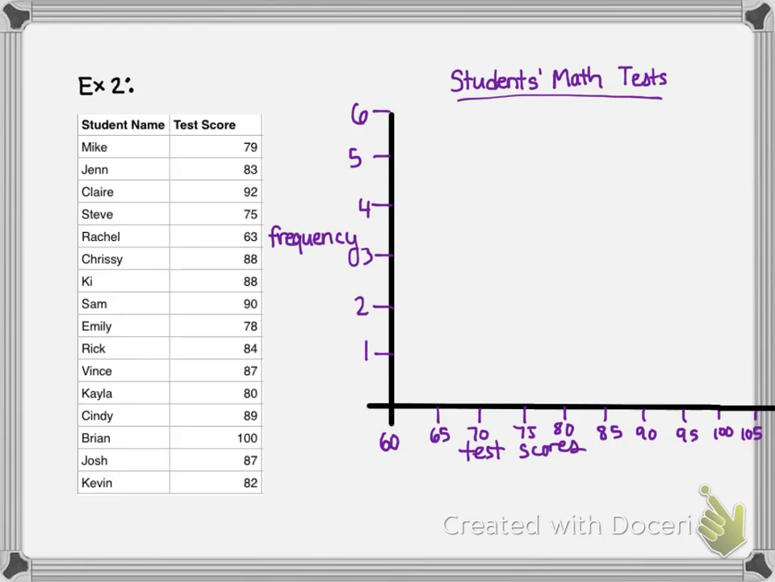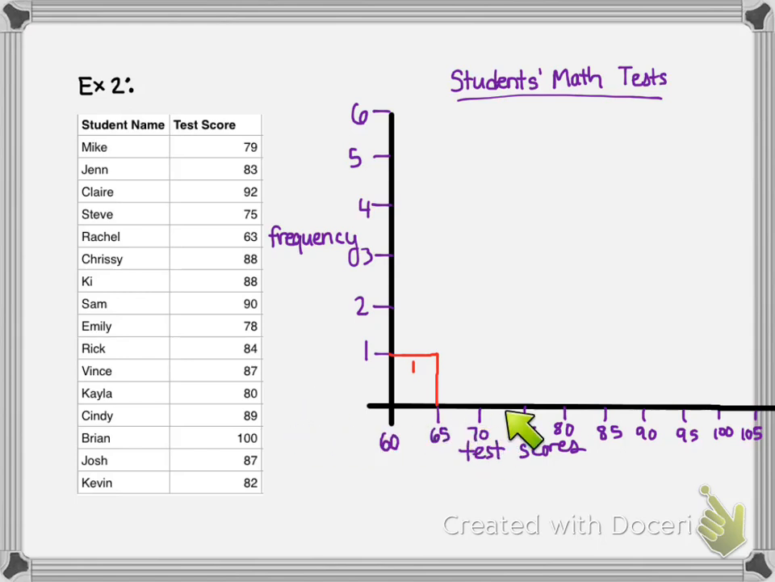So I'm going to draw my bar, and I'm going to put a little 1 there. And notice it's one big bar that blocks off that whole interval. We're not trying to show exactly what the number is. It's just something between 60 and 65. Then between 65 and 70, but not counting 70, let's take a look. And there are no numbers that fall in there.